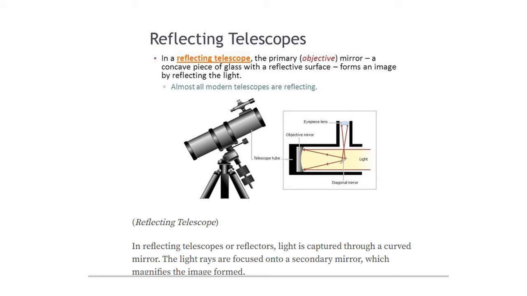Reflecting telescope. We had learnt about it last year. This is just the image for you to understand. In a reflecting telescope, the objective is a mirror and we use a lens also. In a reflecting telescope, light is captured through a curved mirror. The light rays are focused on a secondary mirror which magnifies the image that is formed. We can also use a combination of mirror and lens in a reflecting telescope.